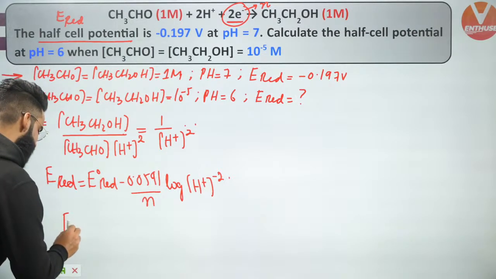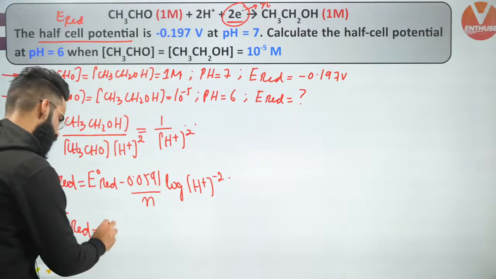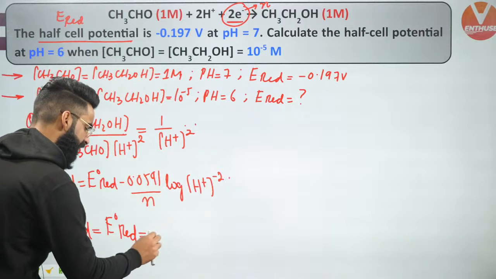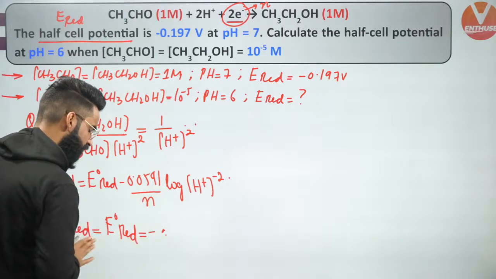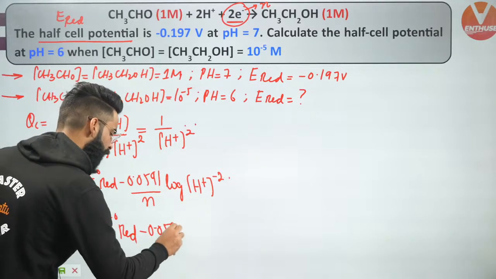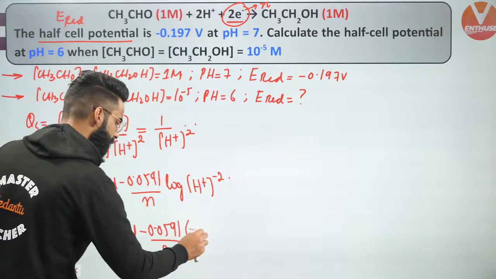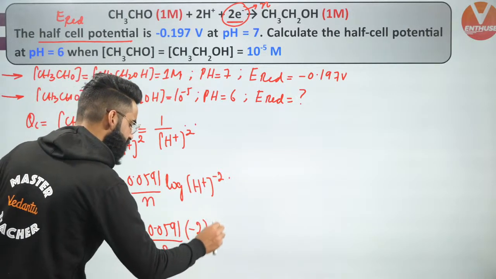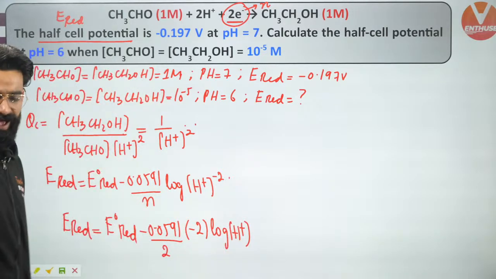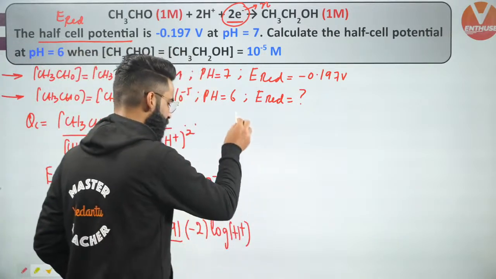Now people, can I convert this equation into the form of pH? It's going to be reduction potential equal to standard reduction potential of the electrode minus 0.0591 divided by N, which is given to me as 2, times minus 2 log of H positive concentration. Yes, I can simply convert this equation into the form of pH. See how I'll be converting it.